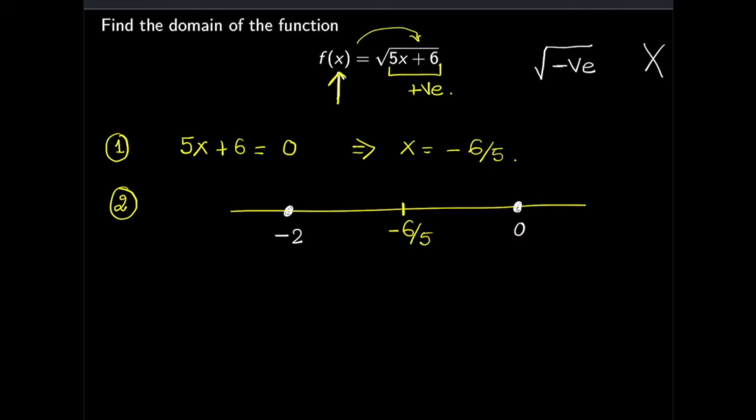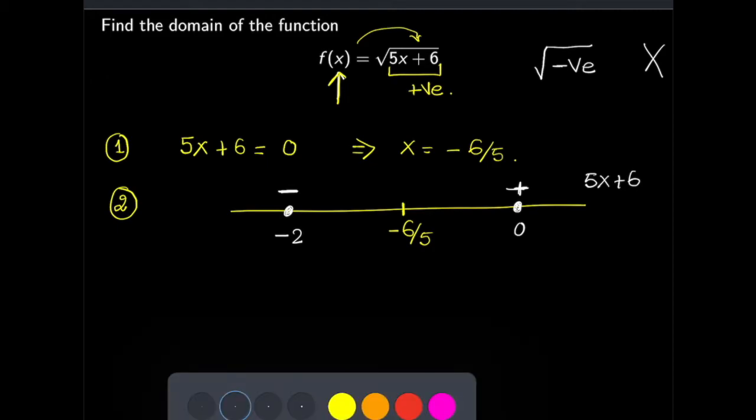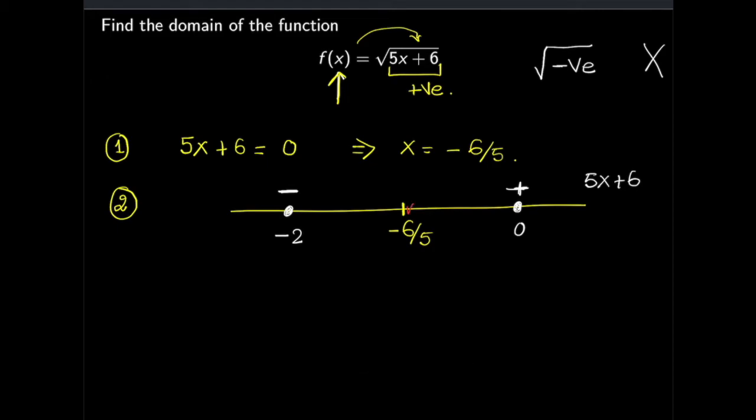Now if I plug 0 into 5x plus 6, I get 6, which is a positive number. If I plug negative 2 into the 5x plus 6 expression, I get a negative number. That's all I need. What this means is, if I am on the right side of minus 6 over 5, this expression is always positive, and on the left side of minus 6 over 5, this expression is always negative.